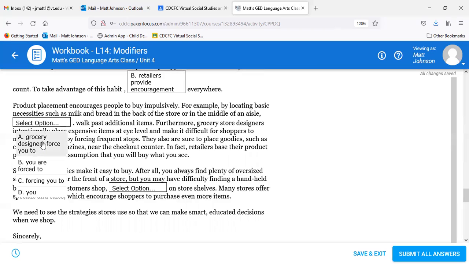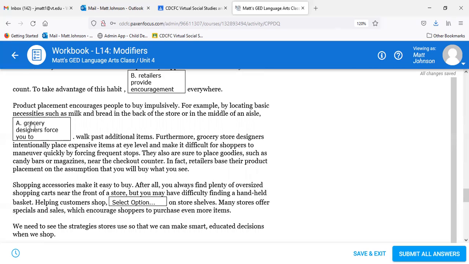A, grocery designers force you to walk past additional items. So the subject here is grocery designers, right? By locating basic necessities such as milk and bread at the back of the store or in the middle of an aisle, we don't have the subject there yet. So, who is doing that action? Who is locating those basic necessities? The grocery designers force you to walk past additional items, A.